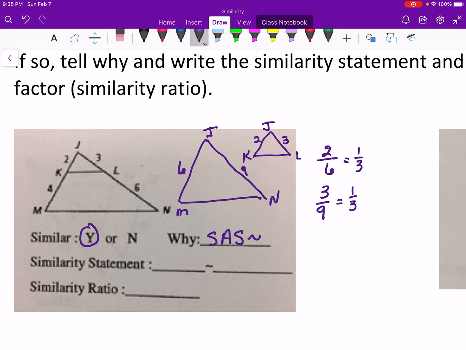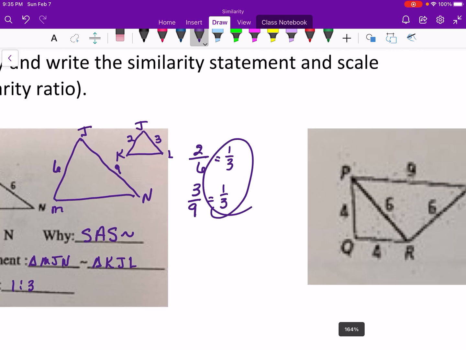And if we write a similarity statement, we could say that triangle MJN is similar to triangle, all right, M and K are corresponding, J and J, and N and L. And our similarity ratio is 1/3 or 1 to 3, because we found that out when we checked to see if the sides were proportional. All right, we have one under our belt. Let's take a look at another one.